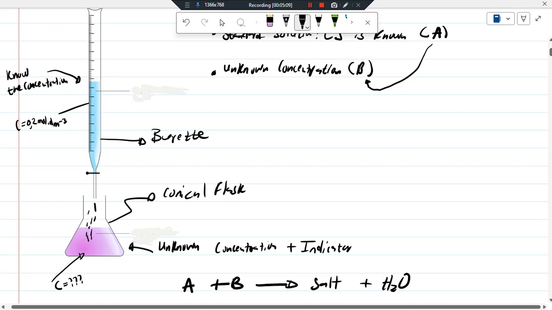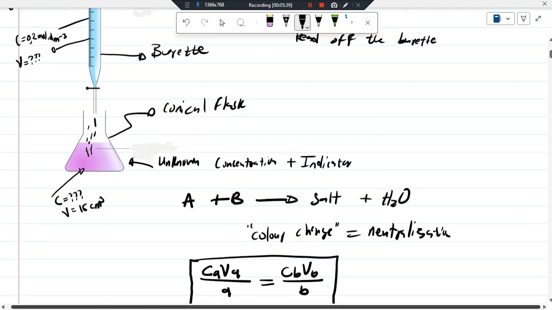But what we will know in here is the volume. So let's say 15 cubic centimeters. How will you know the volume for this one? You will know the volume by reading the burette. That is the skill that you must have in order to tackle these questions.